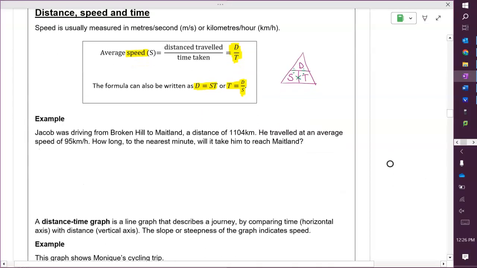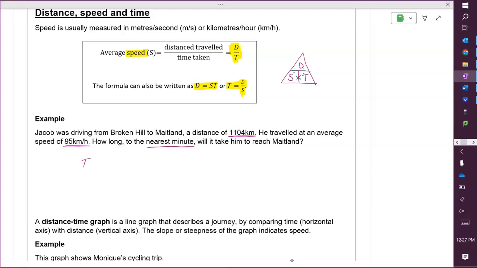So looking at our question, Jacob was driving from Broken Hill to Maitland, a distance of 1,104 kilometres. He travelled at an average speed of 95 kilometres an hour. How long to the nearest minute will it take him to reach Maitland? So we're talking about time.